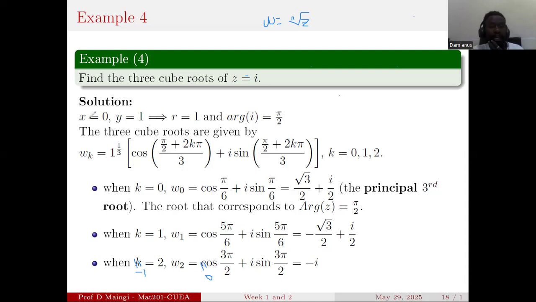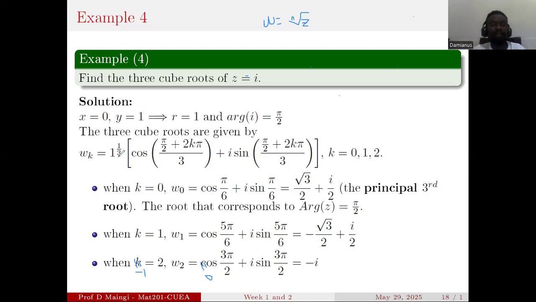So, in this case, when z is i, the argument, the angle here, is just pi over 2, all right? And r is 1. Why? Because x is 0, y is 1. So the square root of 0 squared plus 1 squared is 1. So r is 1. So the three cube roots are given by 1 raised to the power, well, the cube root of 1 is just 1, all right?